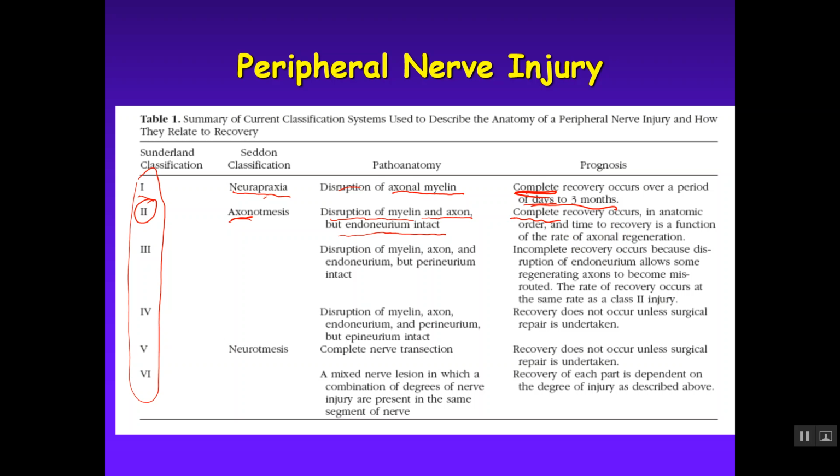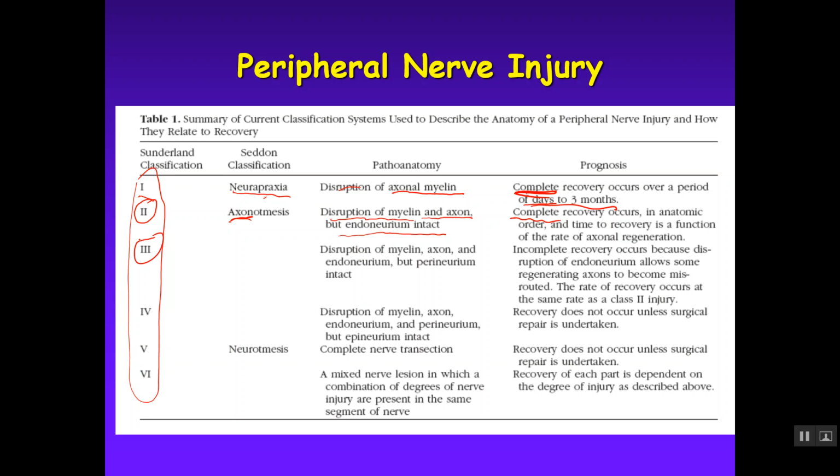Recovery occurs in anatomical order from proximal to distal. So if you damage a nerve, as it recovers, the proximal area is going to get better first, and it's going to take longer for the distal area. The nerve essentially has to grow back, okay, and regrow and start function again more distally. And the time to recover is a function of the rate of axonal regeneration, okay?